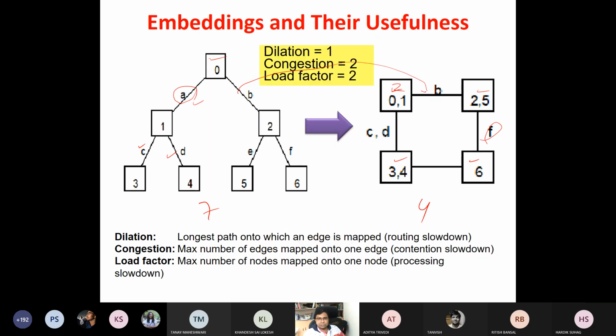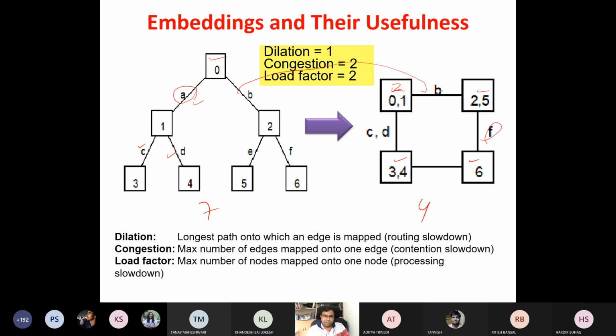So dilation is 1, congestion is 2, and load factor is 2. So how good is the quality of embedding? This defines it. This is a very simplistic example, and network embedding is actually a very good theoretical topic. Given a source topology, if you want to map to any target topology, what will be the embedding and what is the best way to do embedding?